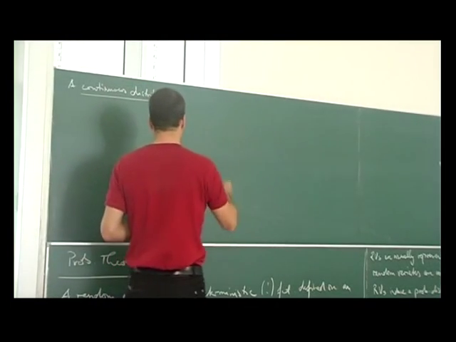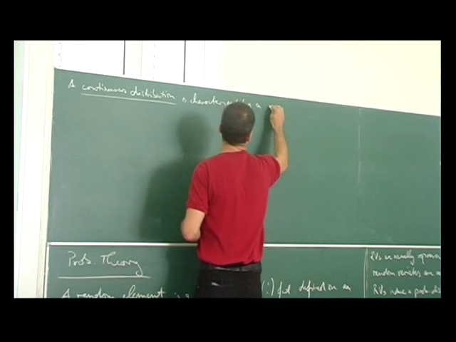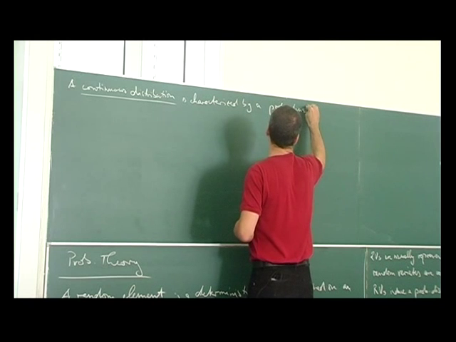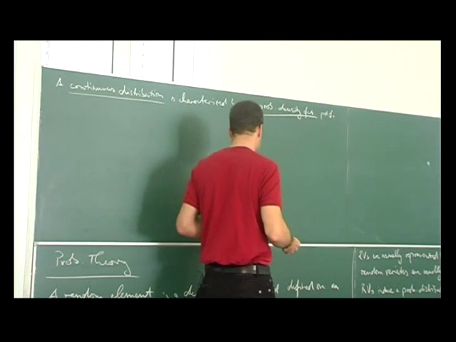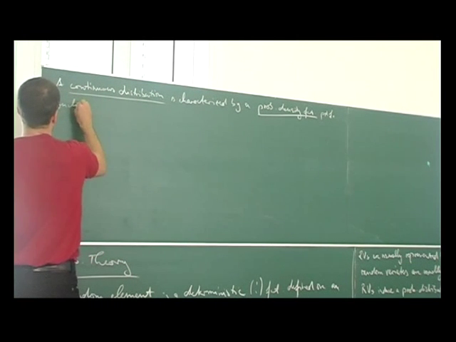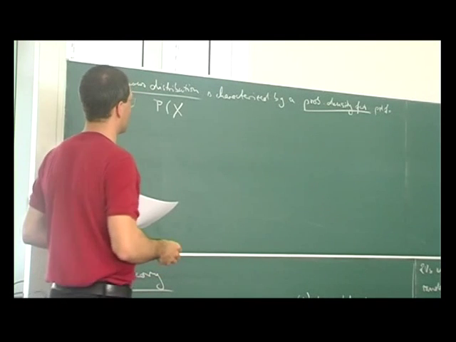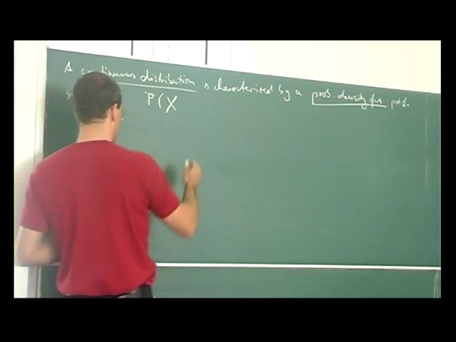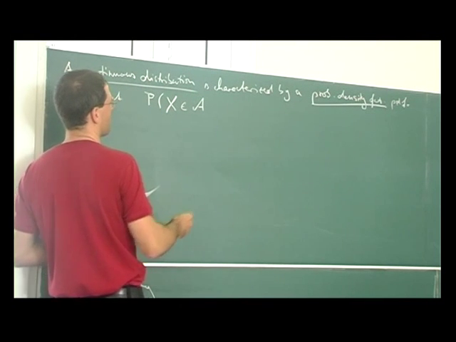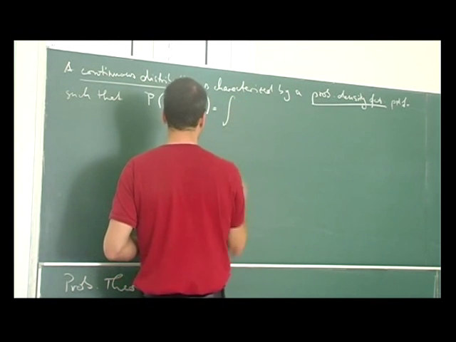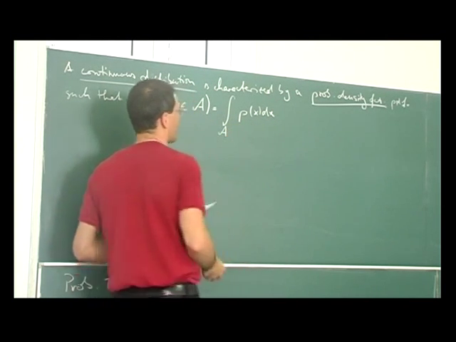So a continuous distribution is characterized by a probability density function, or PDF for short, such that the probability of a random variable being inside an interval, or in higher dimensional spaces in some part of the domain A, is given by the integral over this probability density function, integral over this same subset.